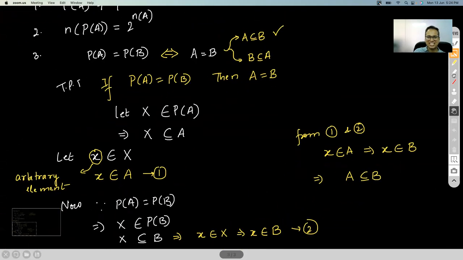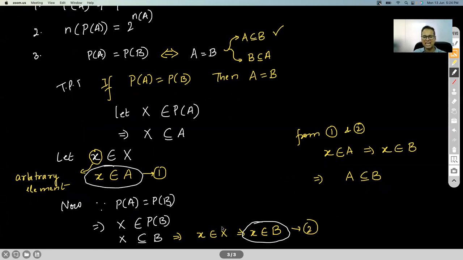So I started with X belonging to A, see here, and I eventually found that X will also belong to B. So when this happens, A becomes a subset of B. It is saying that if you pick any arbitrary element of A, that will end up lying in B as well. So A is a subset of B. Correct? Any questions so far?